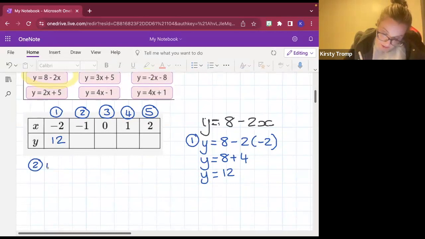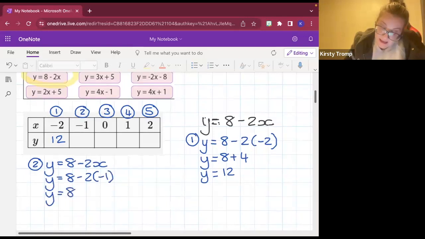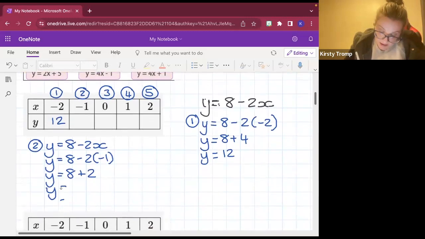Equation number 2, I've got y is equal to 8 minus 2x again. I'm going to say y is equal to 8 minus 2, and instead of seeing x, I'm going to see -1. So y is going to give me 8. -2 times -1 gives me 2. 8 plus 2 is going to give me 10.